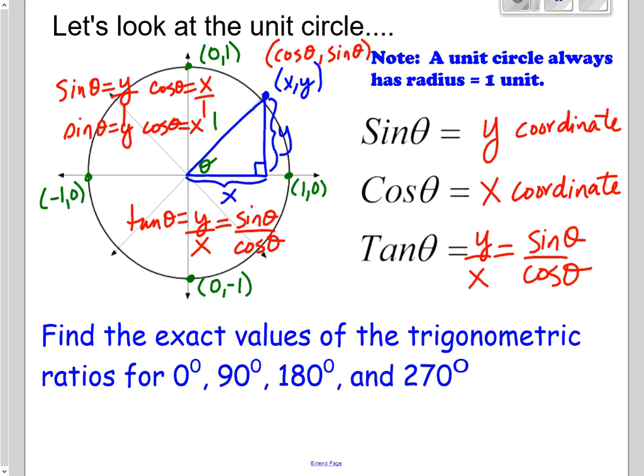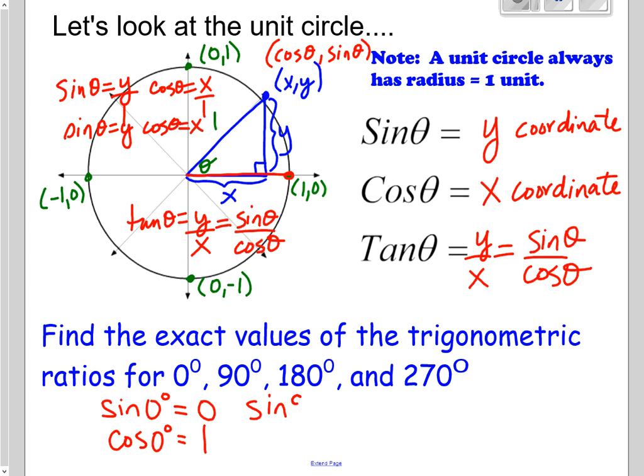And the neat thing is that when we're looking for exact values, let's say of 0 degrees, sine of 0 degrees is just going to be whatever my y coordinate is at 0 degrees. If I take a look at my unit circle again, 0 ends up right here. So we're looking at this point here. My y coordinate at that point is 0, and my cos of 0 is just my x coordinate, which is 1.